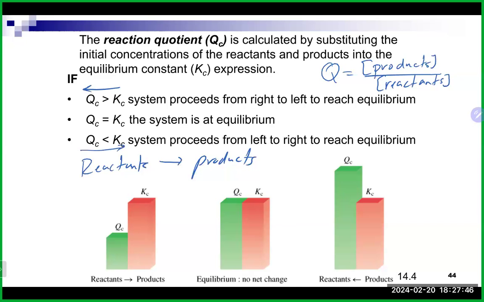So if you have Q is less than K, it's got to go to the left, and on the left of an equation is reactants. So you're going to need more reactants. If you have Q is greater than K, it needs to go opposite of that, to the right, and you have more products that need to be made. So if you want to do it that way, you can.